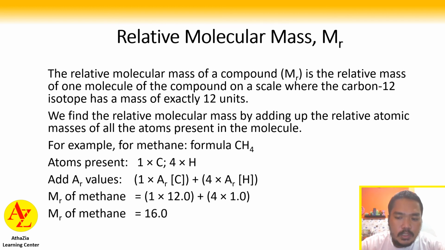Usually we take the whole number value of AR. For example, carbon is 12.01, so we can take one decimal place, only 12.0. This is for the molecular mass of a compound, or MR. It means this one is for molecules or compounds.